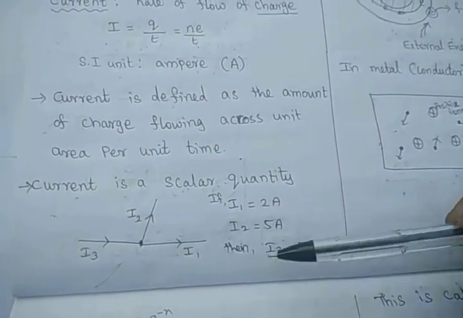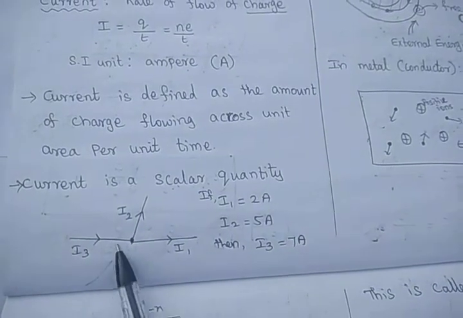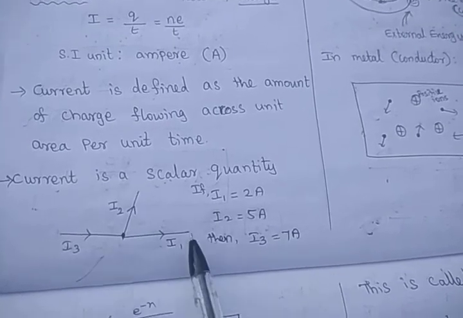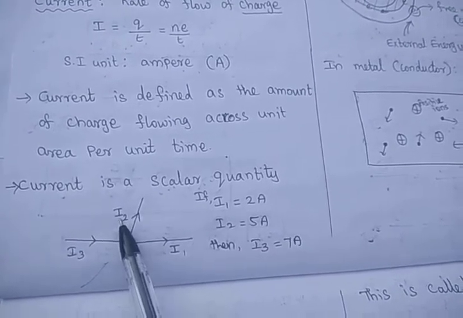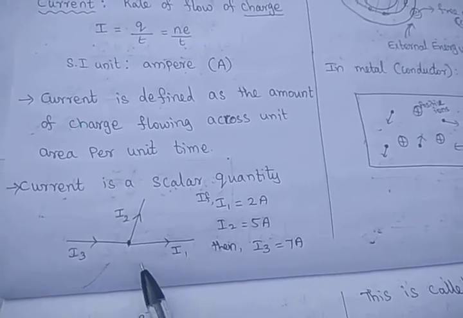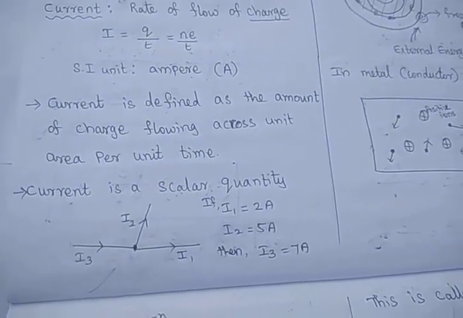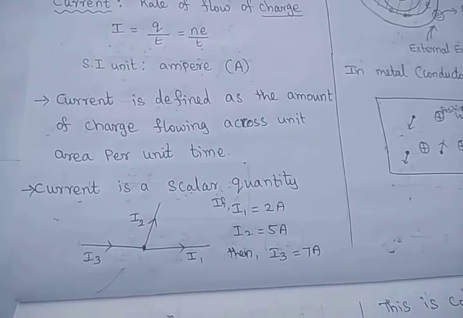The current I3, which has a value of 7 ampere, flows towards the junction at this point here. It will divide into two currents. I1 is 2 ampere and I2 is 5 ampere. So it obeys the additive nature. It does not depend upon the direction of the current. So the current is a scalar quantity. It depends only on the magnitude, not on a direction.